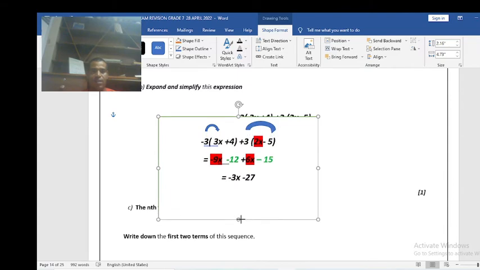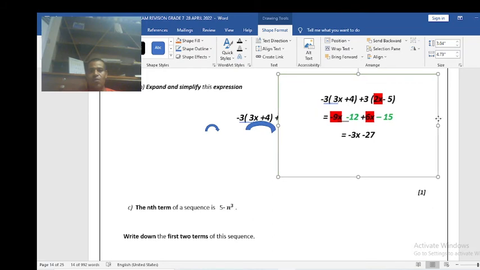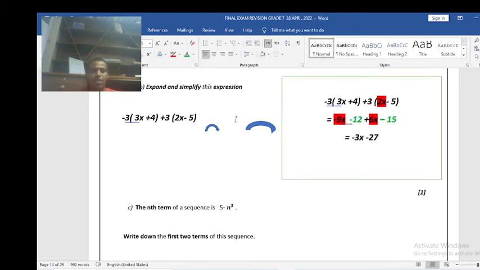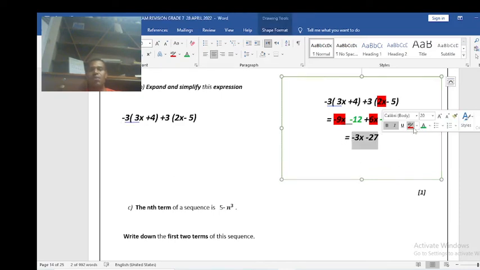Clear? I hope that it's clear for you for this kind of question. Okay, I will write this there. Okay, this is how to solve this kind of question, and the last answer should be this one.